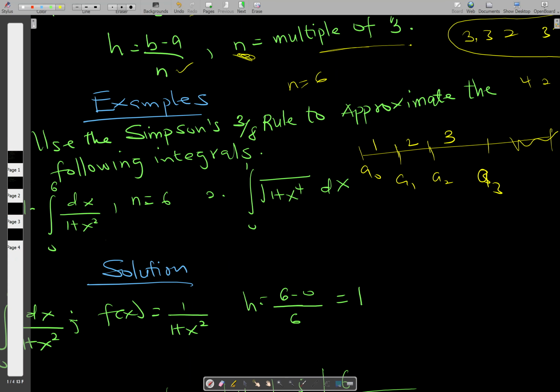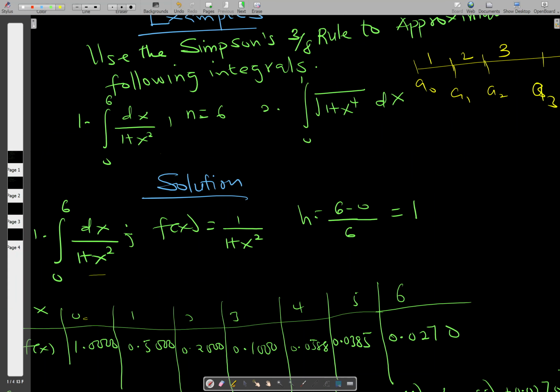So first question, that's the integral of this, okay? So we let our f of x be our integrand, okay? Then you calculate h, that's the upper boundary minus the lower boundary, all divided by n, okay? n was given in the question, and h is 1. This means that you are going to start at 0, then you'll be adding 1 to it until you get to 6. So you start from 0, you add 1 to 0, so you get 1, 2, 3, 4, 5, 6, okay?